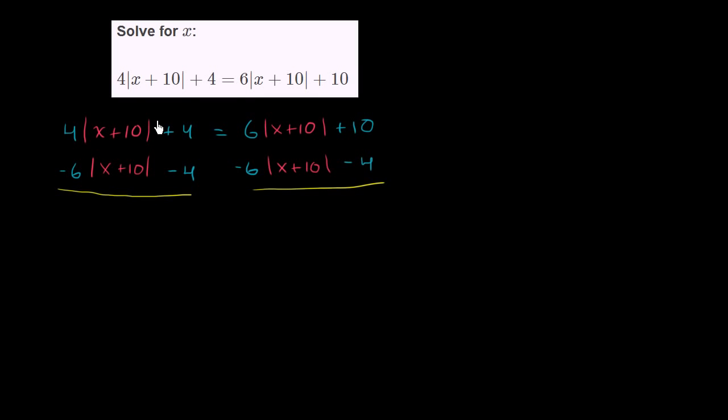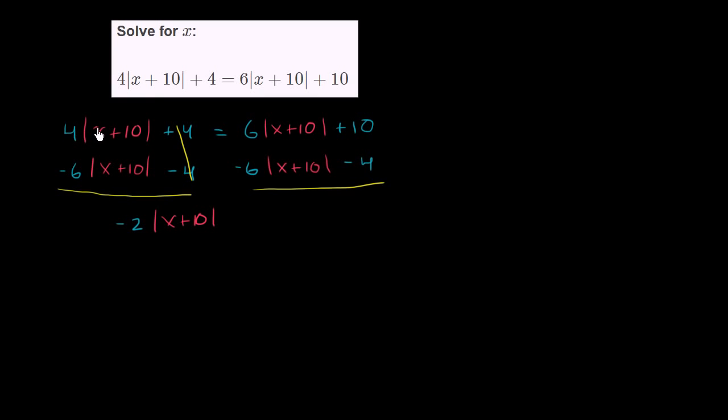So on the left-hand side, the 4 minus 4, that's 0. You have 4 of something minus 6 of something. That means you're going to end up with negative 2 of that something: negative 2 of the absolute value of x plus 10. This might seem a little confusing, but if you had 4 apples and you subtract 6 apples, you now have negative 2 apples. I guess you owe someone the apples.